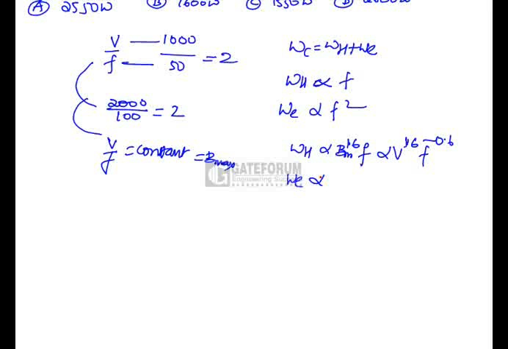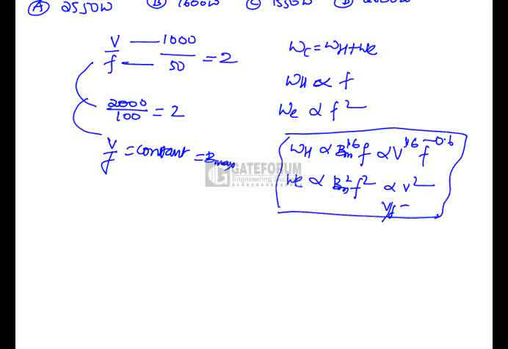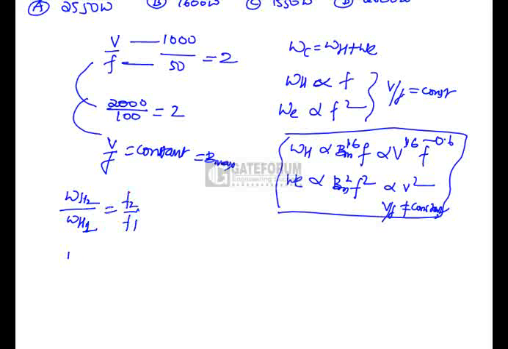Similarly, eddy current loss is directly proportional to Bm square into F square. When V by F ratio is not constant, this is directly proportional to V square. So we should not use this formula since it is valid for V by F not equal to constant. We have to use only these where V by F is equal to constant. So I can write WH2 by WH1 is equal to F2 by F1. So what is hysteresis loss 2? Hysteresis loss 2 is equal to hysteresis loss 1, which is 700 watts, so 700 into 100 by 50, which is equal to 1400 watts.